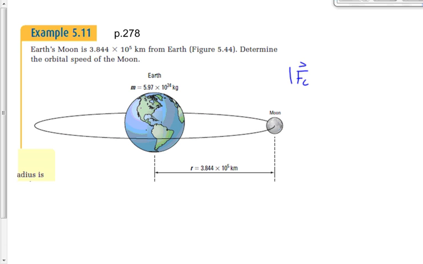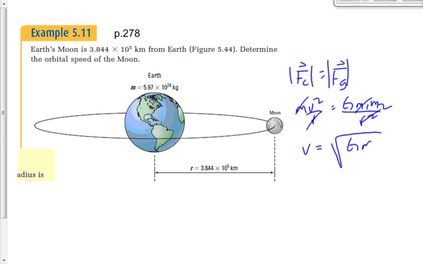So we're going to say FC is equal to FG, because that's what we do when we have a satellite. mv squared over r is equal to G m1 m2 over r squared. R's cancel. One of the masses cancels. V ends up being equal to the square root of G times M over r. What mass do I have left? The mass of the moon or the mass of the Earth? The Earth, the mass of the object being orbited, which is the Earth here.